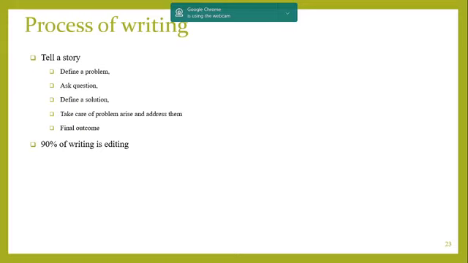You should start your story by defining your problem. First, you define your problem, ask questions, find a solution and define the solution, take care of problems that arise again and address them, and finally your outcome is ready. Finally, your research paper, or the story, is ready to give to a reader. So the first section of your paper, the introduction, is a problem definition.